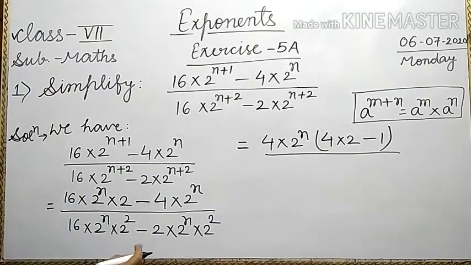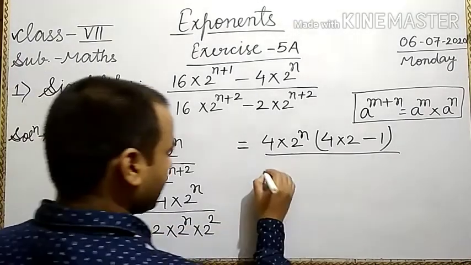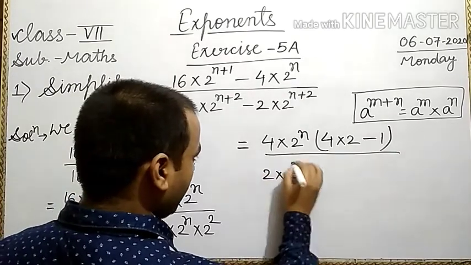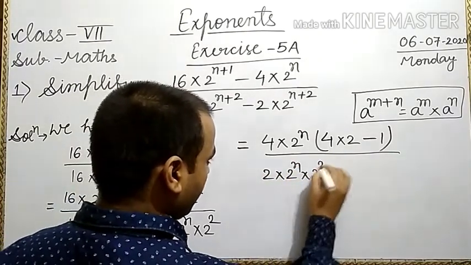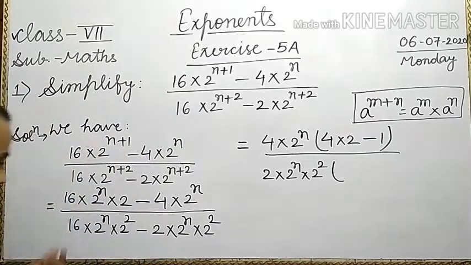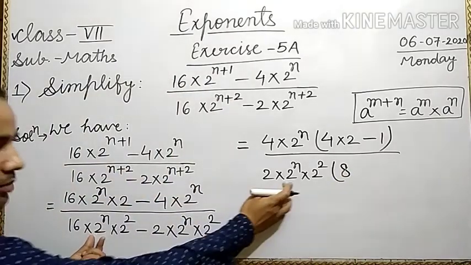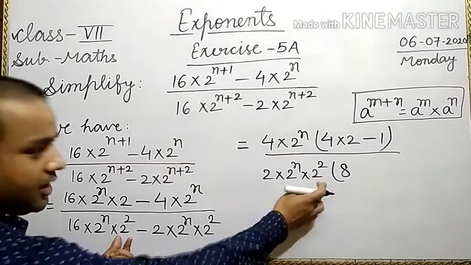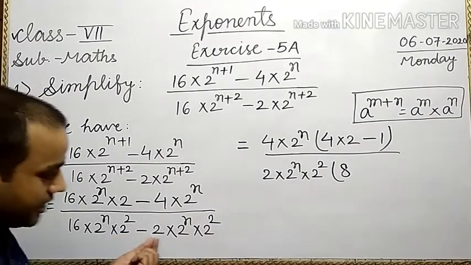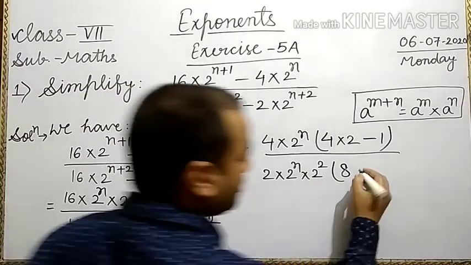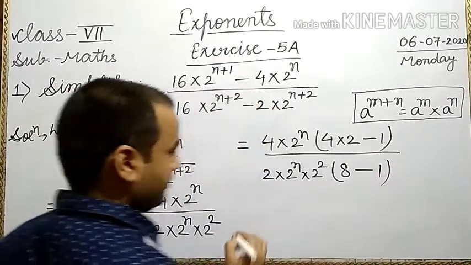Take the maximum common here: 2 into 2 power of n into 2 power of 2. So here take common 2 into 2 power of n into 2 power of 2. In 16 we take common 2, and in 16 the remaining is 8. Is it clear? 2 power of n is common here, 2 power of 2 is common here. Is it clear? Having taken the complete common, here write 1. Is it clear?